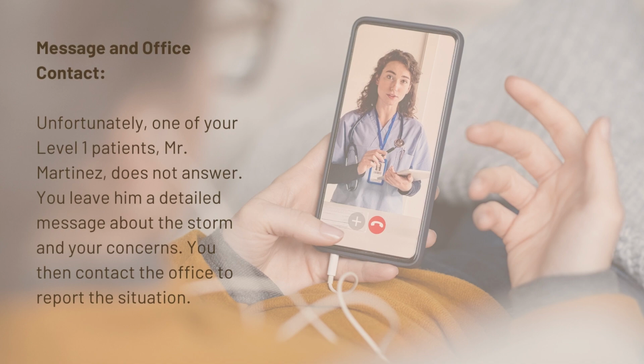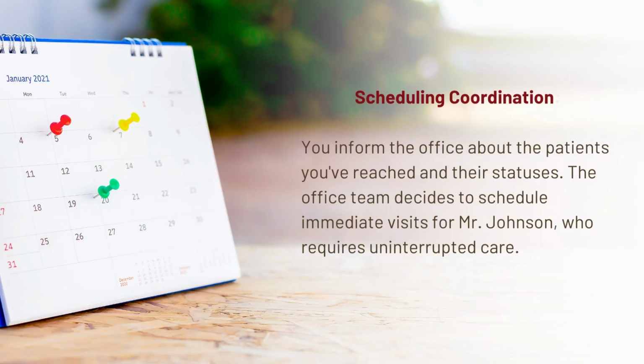Unfortunately, one of your level 1 patients, Mr. Martinez, does not answer. You leave him a detailed message about the storm and your concerns. You then call the office to report the situation. You inform the office about the patients you've reached and their statuses. The office team decides to schedule immediate visits for Mr. Johnson, who requires uninterrupted care.